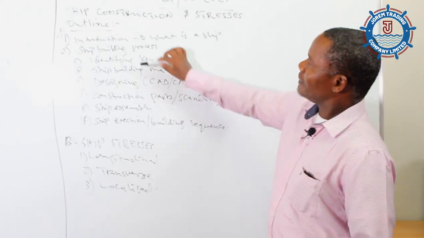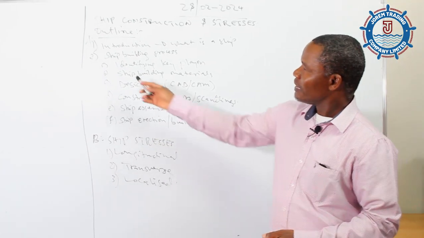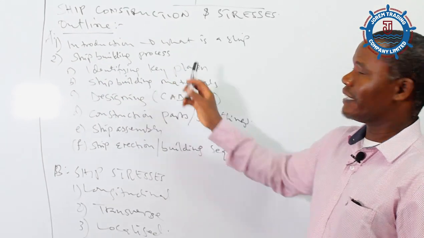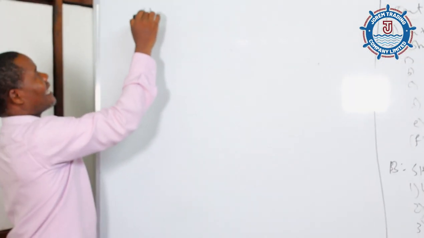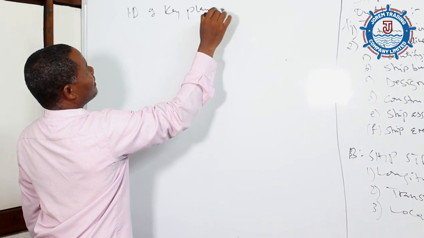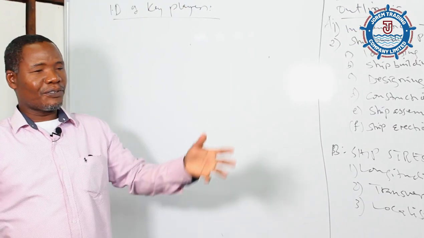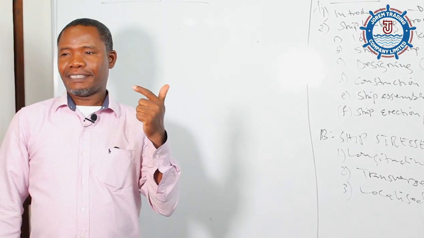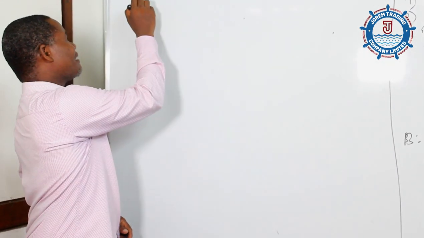But when you are talking about the shipbuilding process, why do we call it a process? We call it a process because if you need to construct a ship, there are a number of issues to take into consideration. First of all, as a subject, we have to identify the key players. What do we mean? Who is involved in the whole process? Because it's not a single-handed process. It needs a multi-hand sort of process. It needs a number of stakeholders.